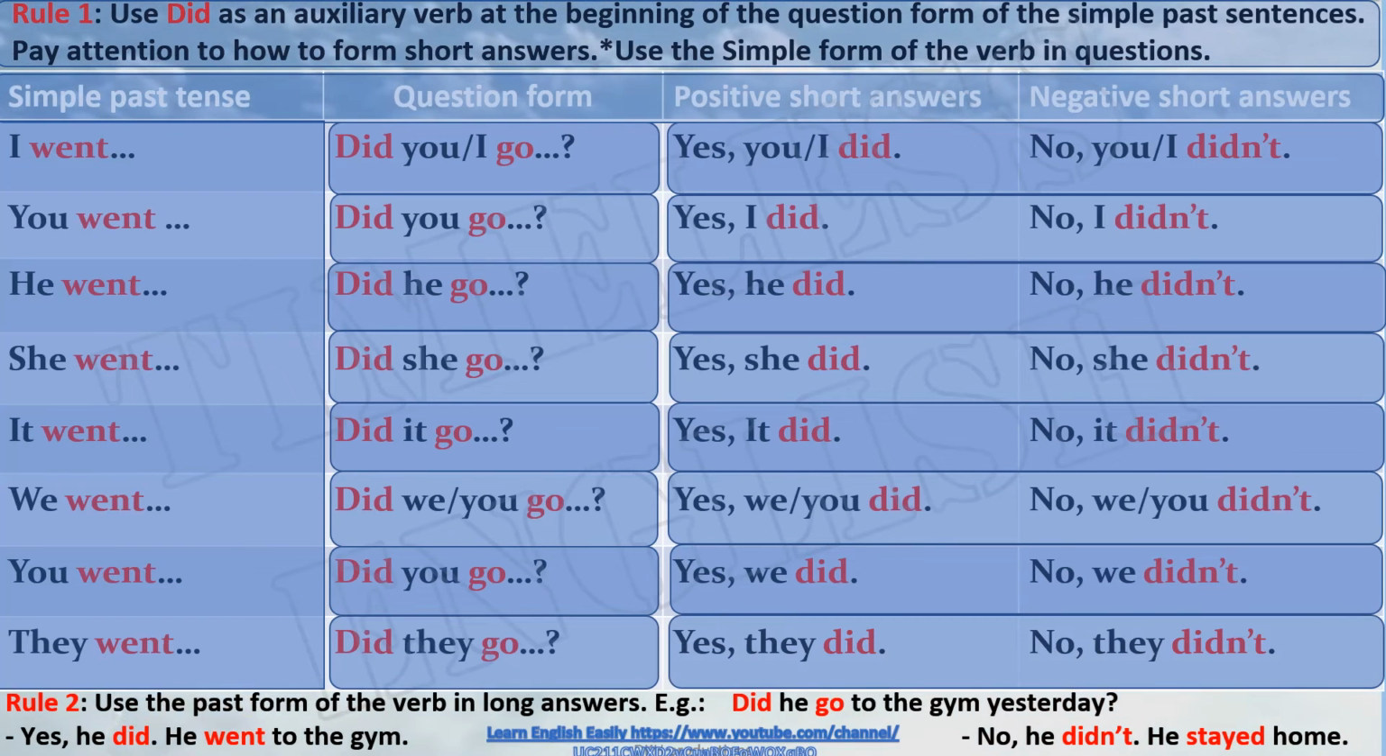Rule 2. Use the past form of the verb in long answers. For example, did he go to the gym yesterday? Yes, he did. He went to the gym. No, he didn't. He stayed home.